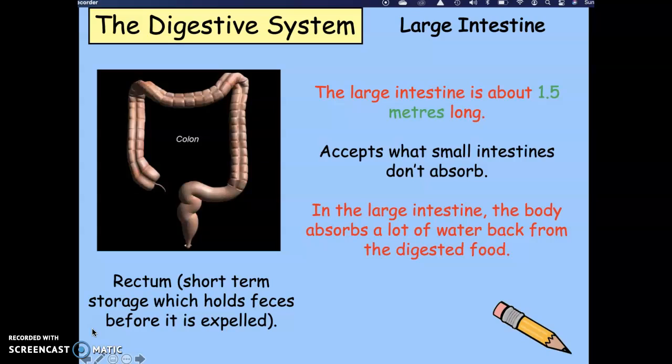So again, this is now the perfect time for you to pause the video again, so you can write down the first sentence, which says the large intestines is about 1.5 meters long, and that in the large intestine, the body absorbs a lot of water back from the digested food.